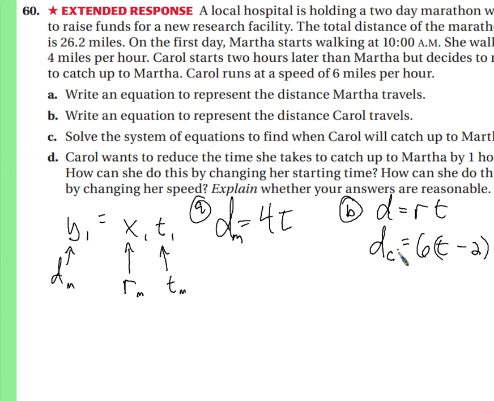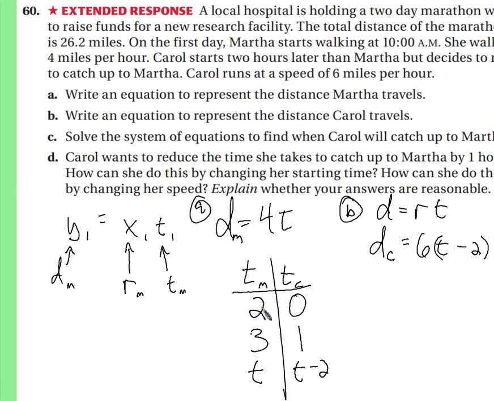So let me kind of show you that. I guess we're just going to compare two different things. Like if we look at Martha's time and Carol's time, we plug in 2 for Martha. How many hours has that been for Carol? Zero. 0 hours. 3 hours for Martha is 1 hour for Carol. T hours for Martha is t minus 2. We always take this guy and we subtract 2. So now we can replace this t with a t that compares it to Martha.